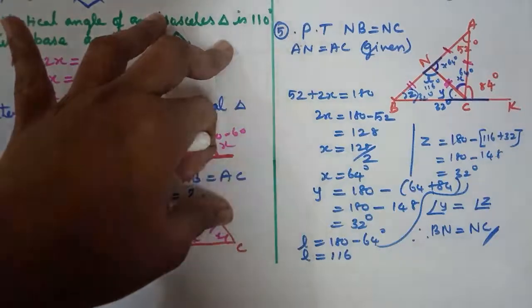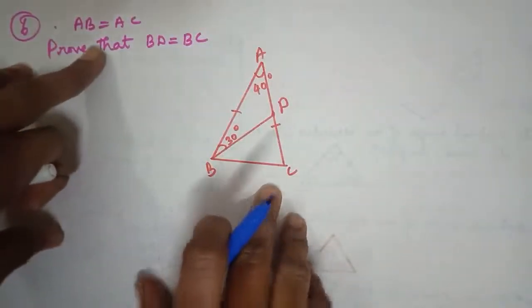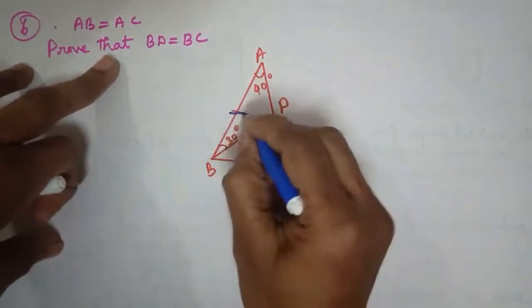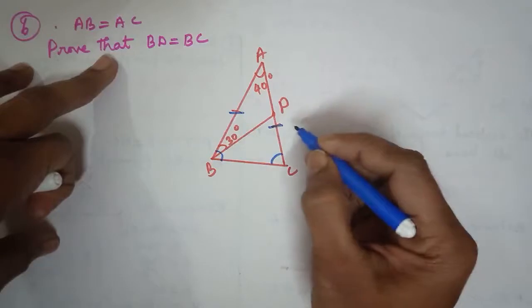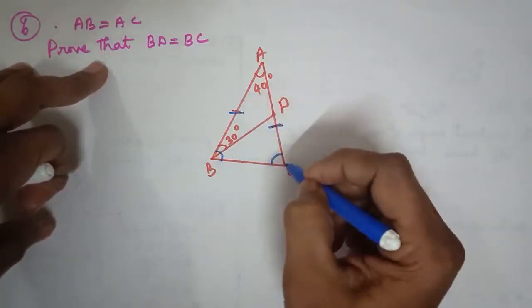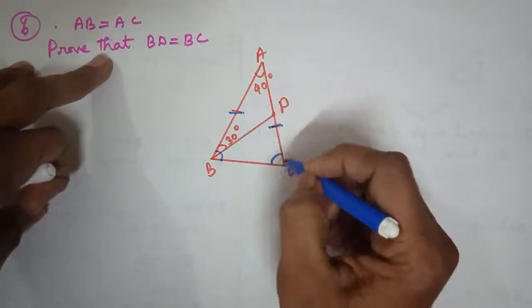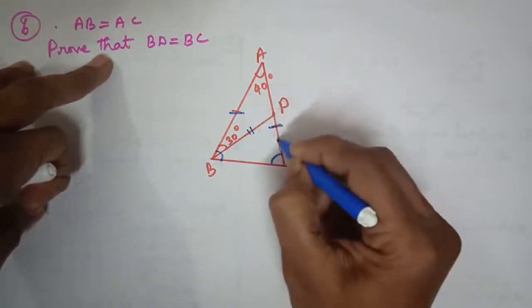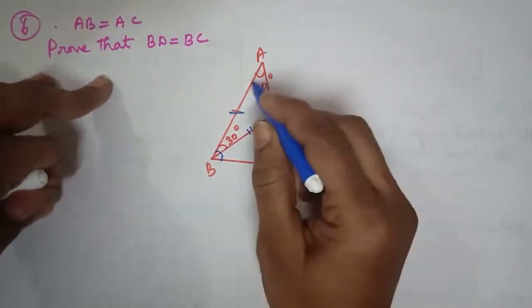Good. Then this is the last question, students. Sixth question. AB equal to AC, given. Listen, AB equal to AC. Then we can say this angle is equal to this angle, because it is an isosceles triangle. In an isosceles triangle, if two sides are equal, opposite angles are equal. So prove that BD equals BC. We have to prove it. Is it clear? So students, listen, this is 40 degrees.